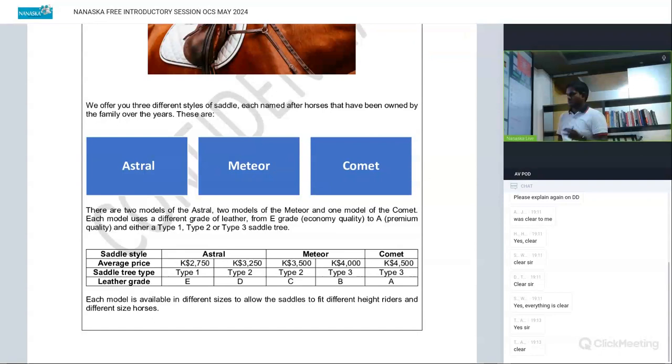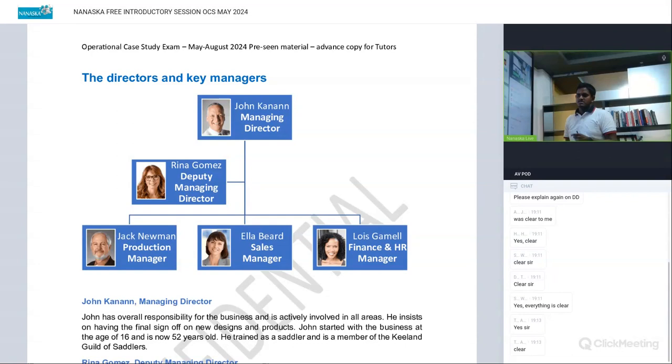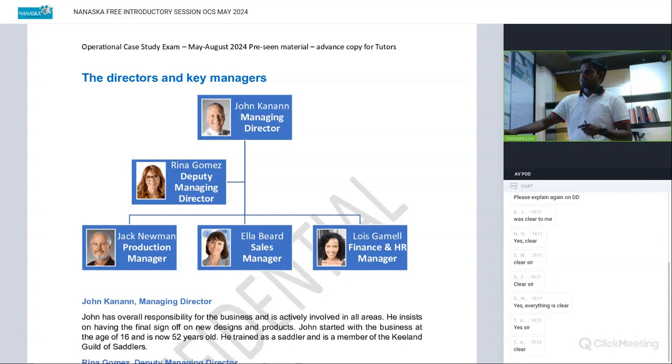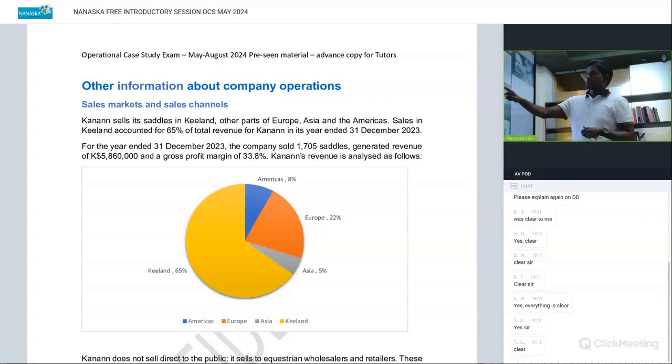So here you see the organization structure, right? John Cannon, Rena Gomez, Jack Newman, Ella Bird, and Louis Gemmell, right? You see the profile of the senior management, and then you see the respective teams, how they are structured, and then it talks about the company operations.